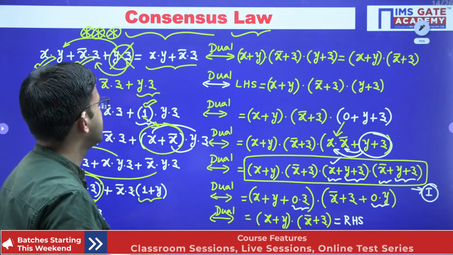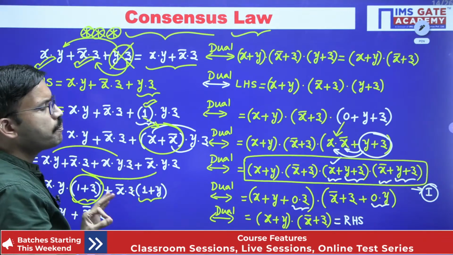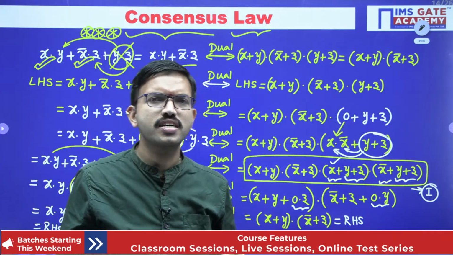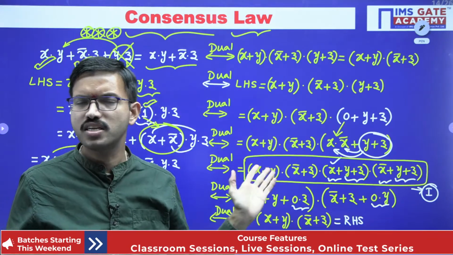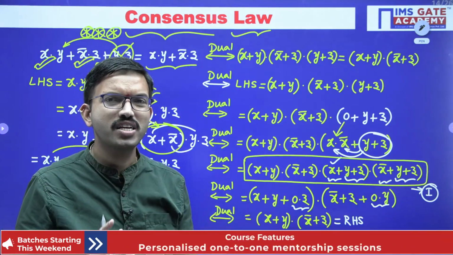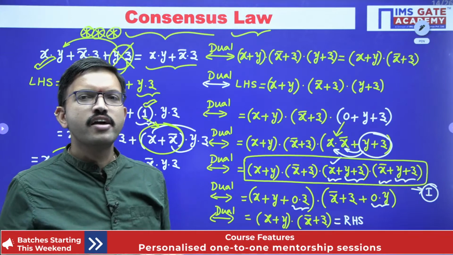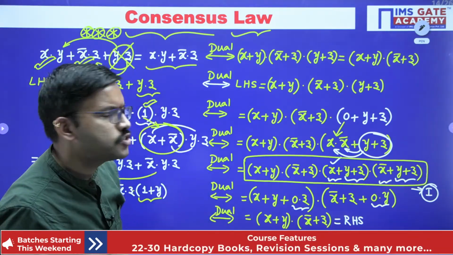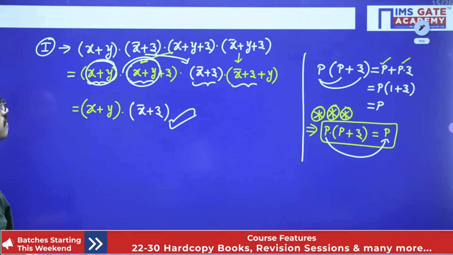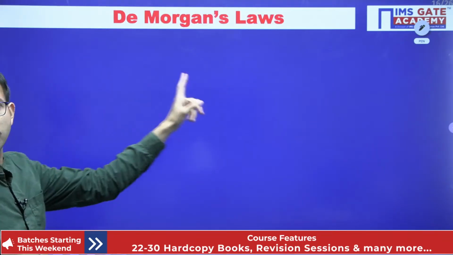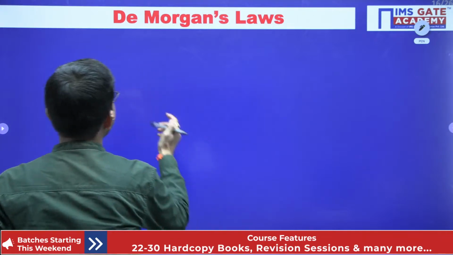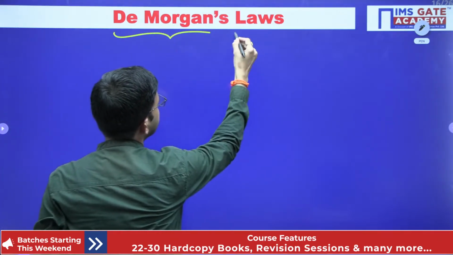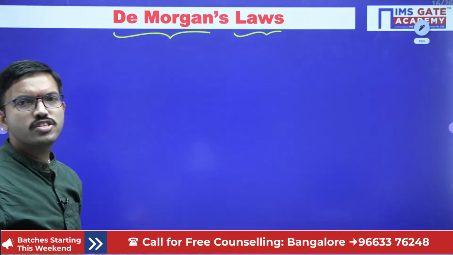Right. So far, whatever basic rules and laws that we have discussed, you can use any of these rules and laws whenever you are doing the simplification of any Boolean function. Now, if you want to find the complement of a Boolean function, which laws can we use? Yes, we can use De Morgan's laws. It is very simple. With the help of De Morgan's law, we can find the complement of the Boolean function.